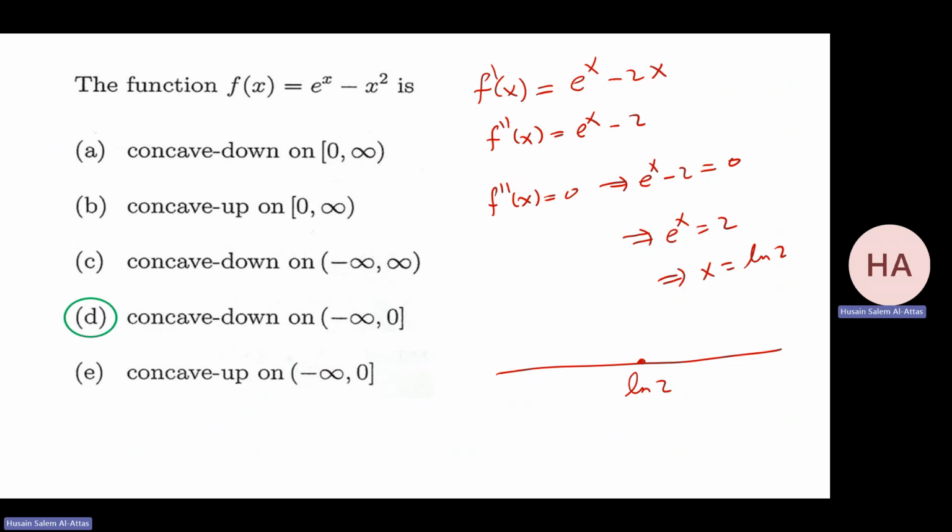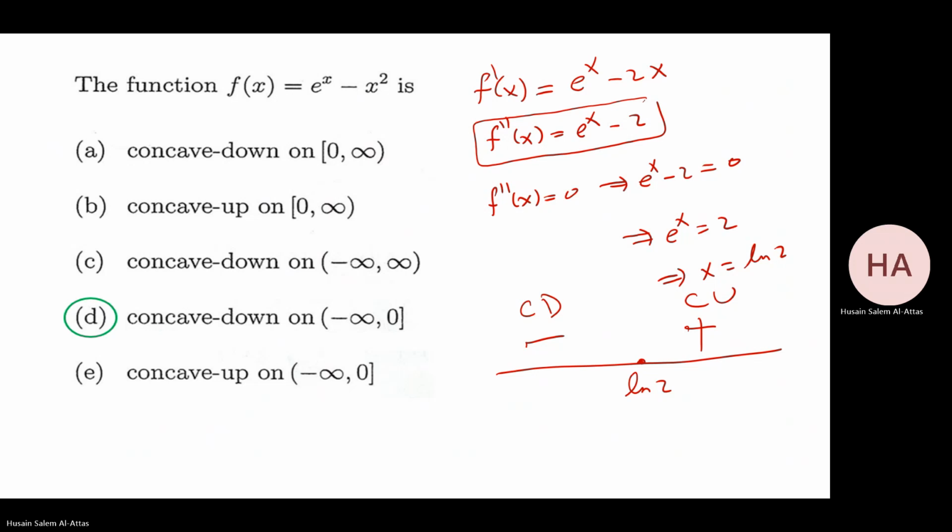For the test intervals, before ln 2, we'll take a value. Don't forget, this is f double prime. For example, I take 0. Zero will give me negative. After ln 2, take, for example, ln e, which is 1. So I have e minus 2, that would be positive. So it's concave down here, and concave up here.